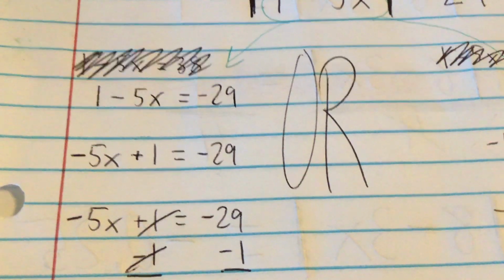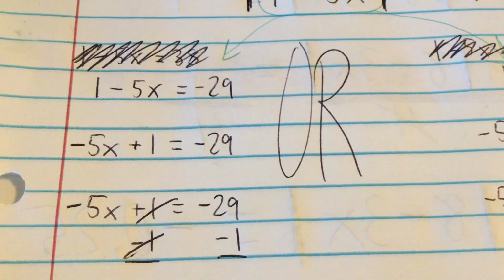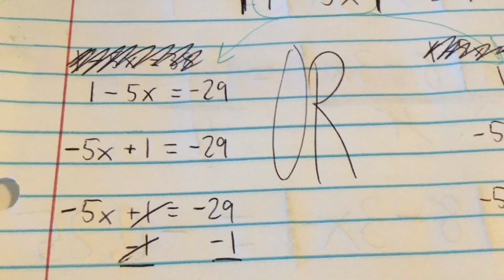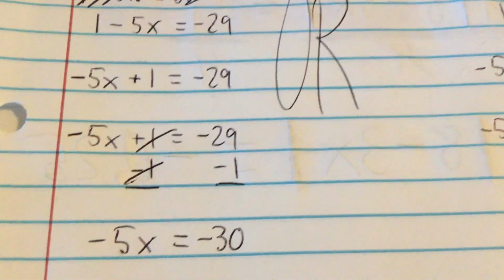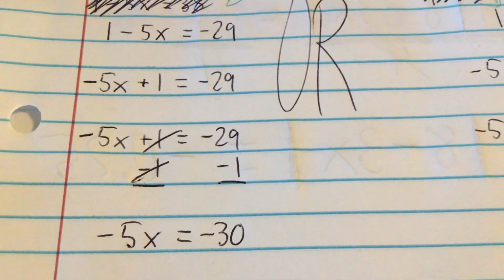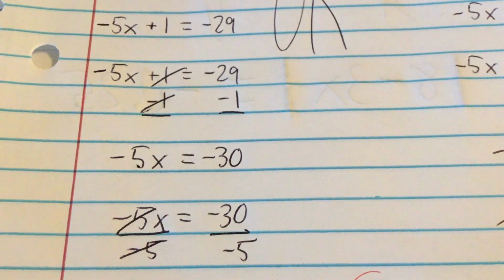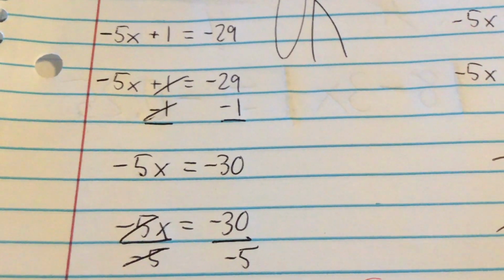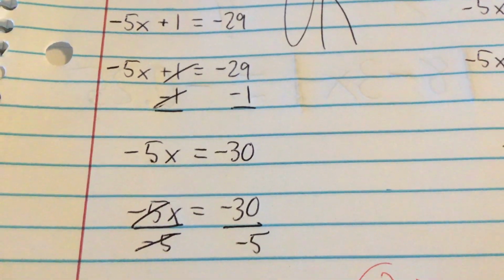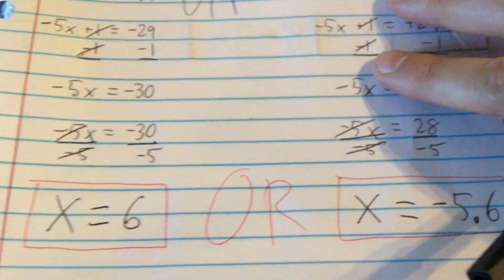So then I'm going to subtract 1 from both sides. So that'd be plus 1 minus 1 cancels out. Negative 29 minus 1 is going to create negative 30. So now I've got negative 5x is equal to negative 30. So my final undo step would be to divide both sides of the equation by negative 5. Now, negative 30 divided by negative 5 is positive 6. So x is equal to positive 6.